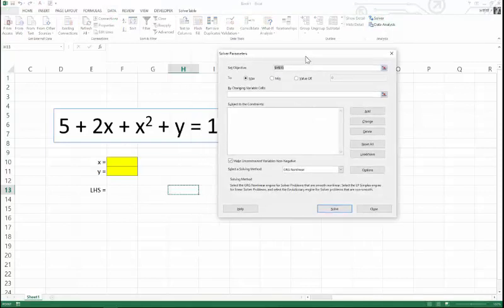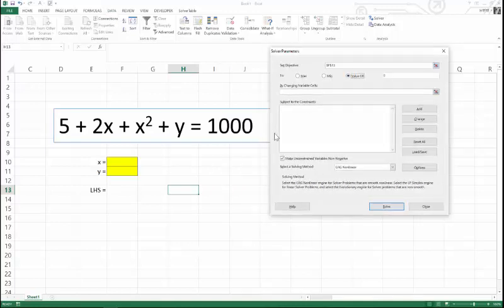This time, the left-hand side cell is actually your targeting cell. In this case, it's not like the class example. In the class example, I want my targeting cell to be maximized. Sometimes you want it minimized. But here, this is an equation, so I want my targeting cell to equal a specific value. What is that value? 1000.